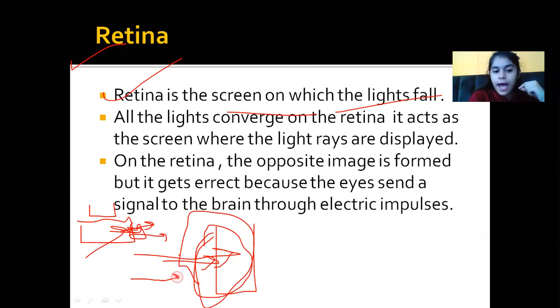Light passes through the lens of the eye. Compare the projector and the eye. In a projector there is a lens, in the same way there is a lens in the eyes. The light passes the same way, in both the light passes. It converges here because you have a converging lens. In the projector the light converges and falls on the projector's screen.